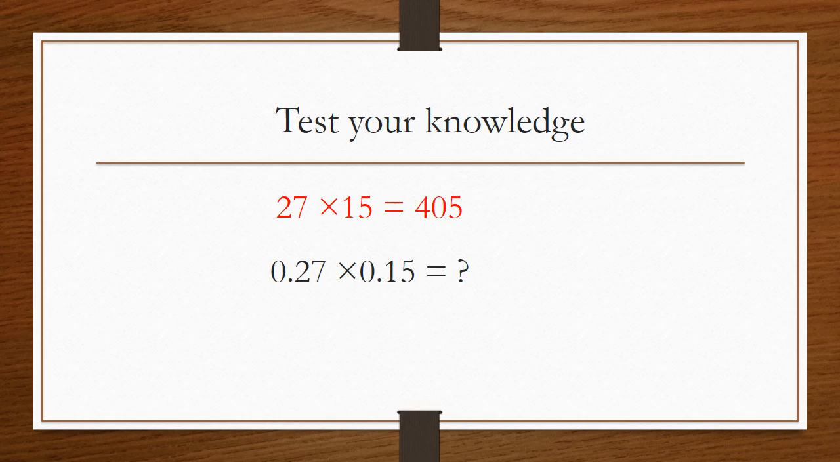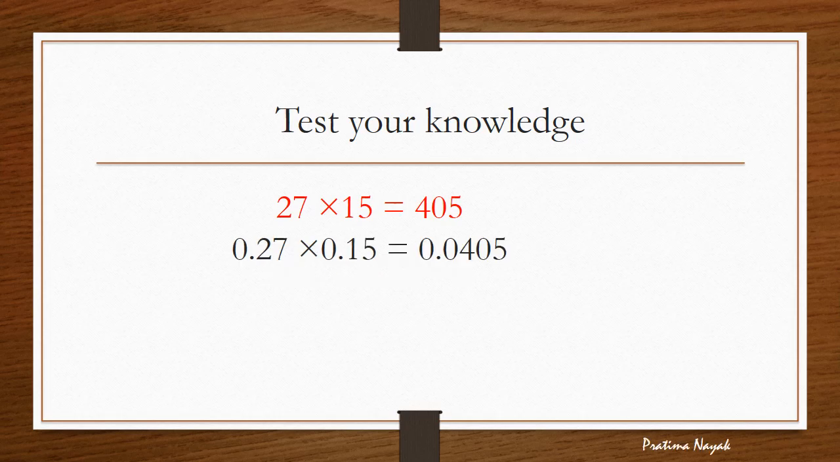What will be the result of 0.27 into 0.15? Count the digits. In 0.27 there are two digits after the decimal, and in 0.15 there are again 2 digits after the decimal. So the total will be 1, 2, 3, 4. So we have to leave 4 places from the right. But in 405 there are only 3 places. So I'll put another zero before 4. The answer will be 0.0405.